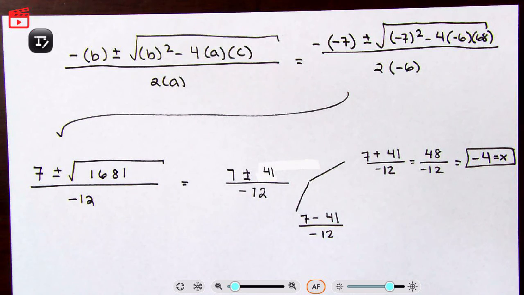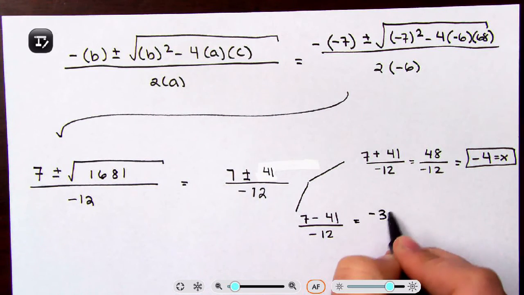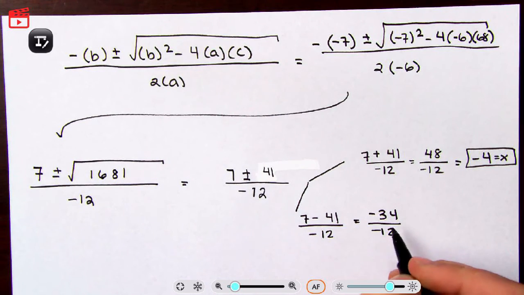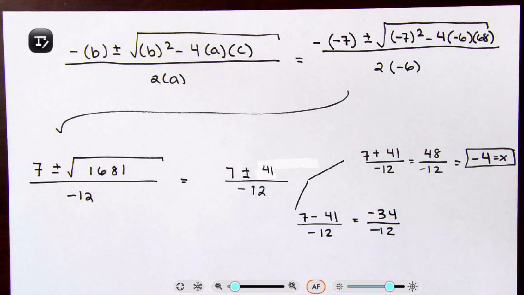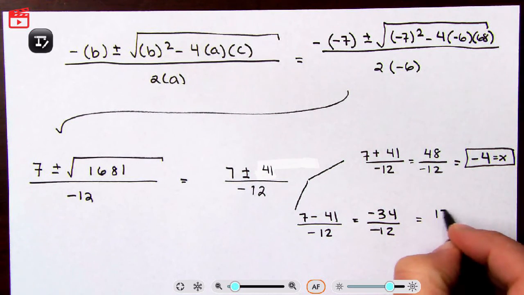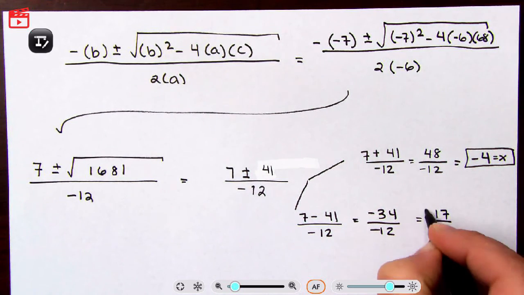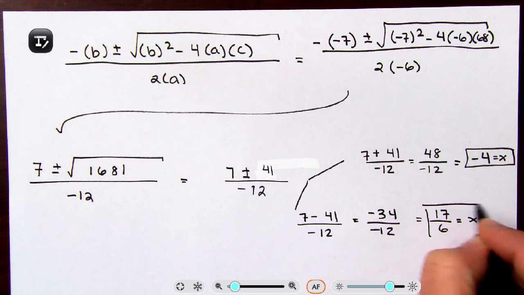And then this one here, 7 minus 41 is negative 34 divided by negative 12. And that gives us 34 divided by 12. And that gives us 17/6. And that's equal to x.